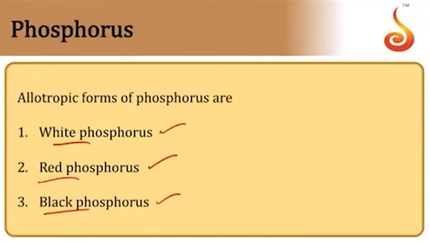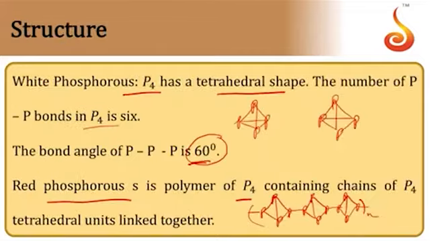Black phosphorus has a highly polymeric structure, even compared to red phosphorus. So thermodynamically it is even more stable when compared to red phosphorus.